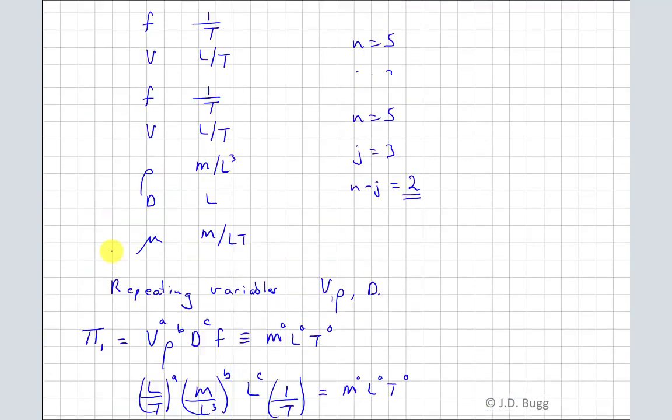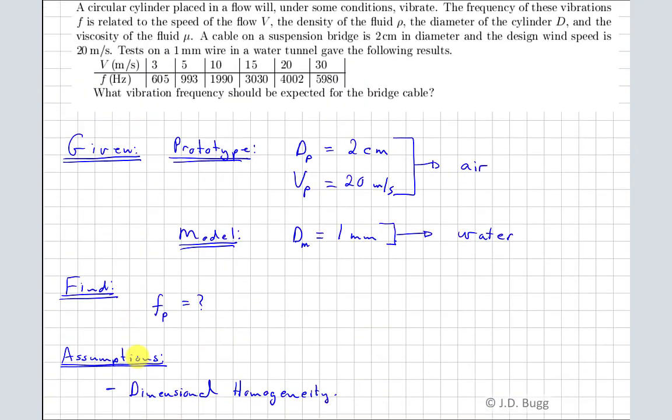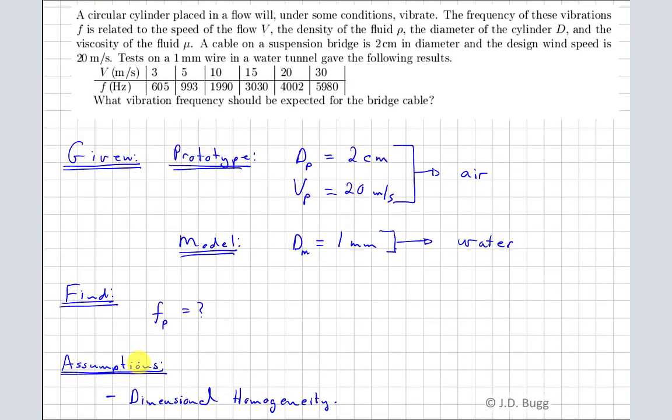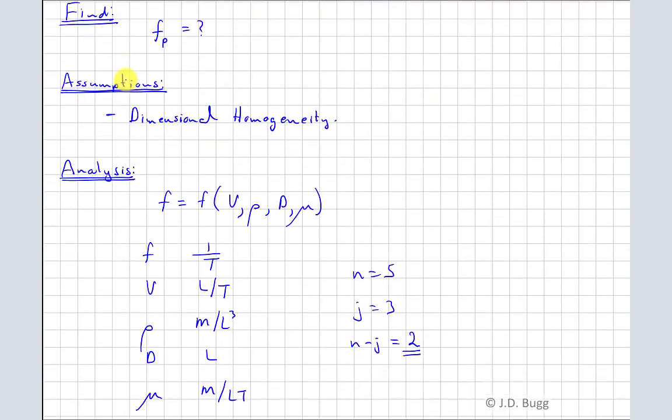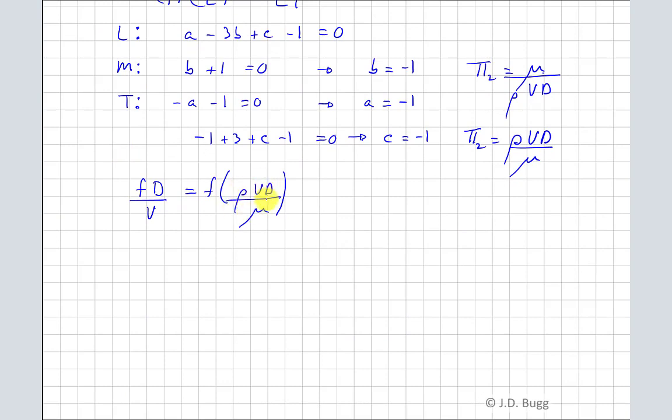So if we take a look at our data back here, we notice that for tests done in water, we have a whole series here of velocities and the vibration frequency that resulted. So what we're going to do is calculate, for each of those, the Reynolds number and the dimensionless frequency. Okay, so we'll just make a little table here. So the velocity in meters per second, the frequency in hertz.